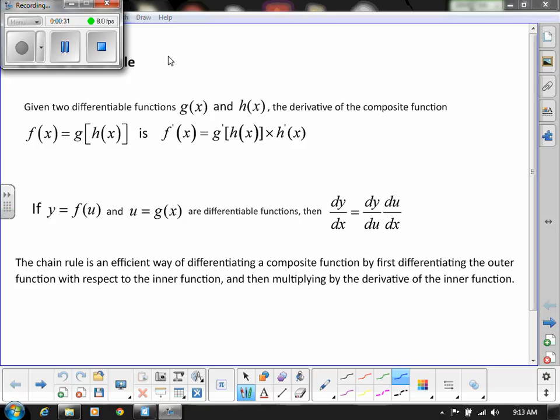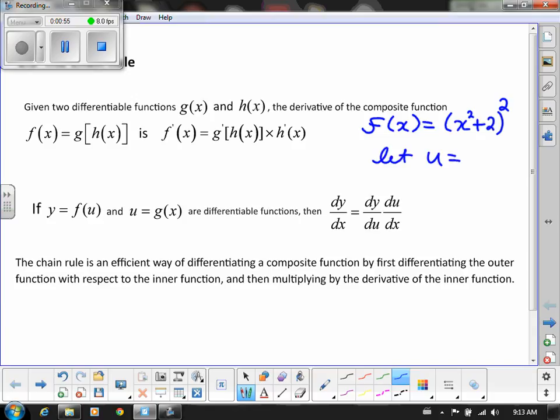So for example, let's say our function is f of x equals (x squared plus 2) all squared. Yes, we could expand it, or we could write it out 2 times and use the product rule, but as this gets more and more complicated, things are going to get more and more complicated. So this right here, we can make a statement. Let u equal x squared plus 2. When we do that, we then have f of u equals u squared. We know how to take the derivative of that very, very easily.